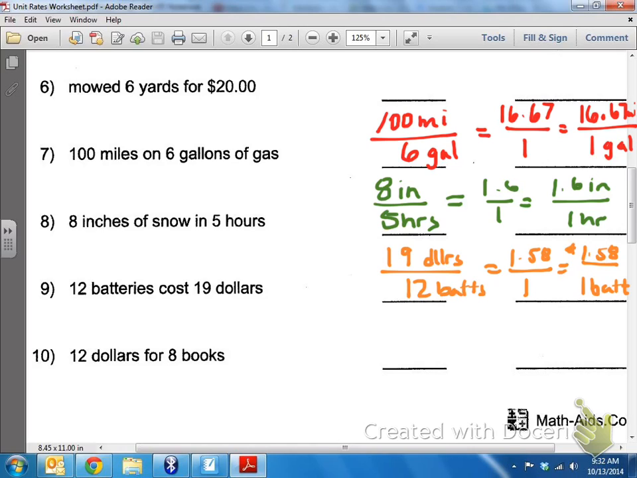All right, and then number 10, $12 for 8 books. Usually money goes on top, the items go on the bottom. In this case, the 12 is the bigger number, so that will go on top. So $12 per 8 books. And 12 over 8 can be reduced to 1.5 over 1. So in this circumstance, it means $1.50 per book.